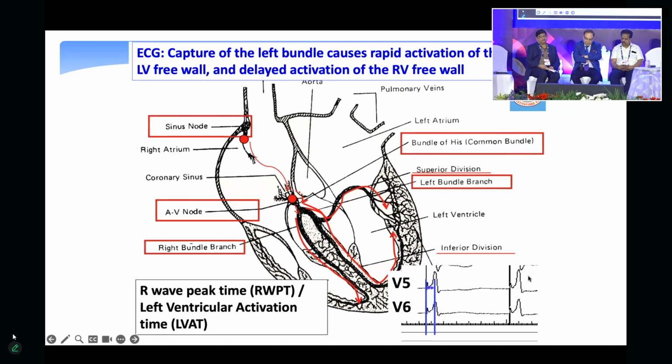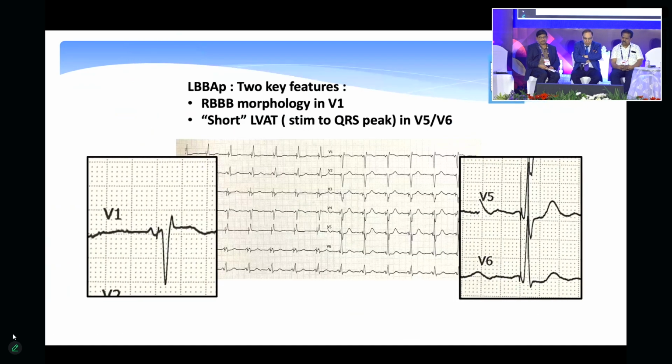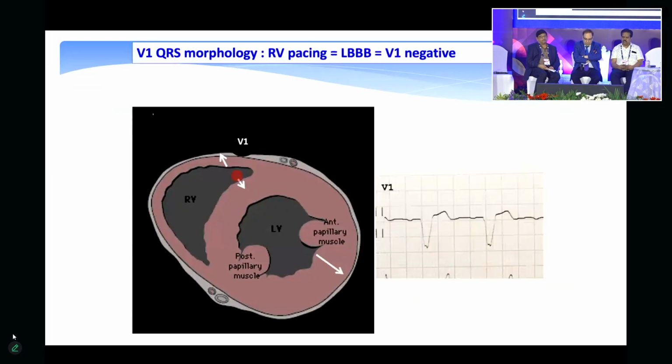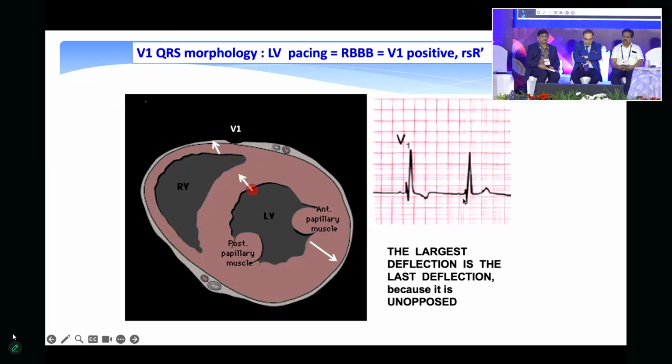So these are the two features. An RSR' pattern, an RBBB pattern in V1, and a rapid peaking in V6. There is no one definition of what should be called a rapid peak. So when you pace from the right side, you get a V1 which is completely negative. You pace from the left side, we get an RS in V1 which is RSR'.